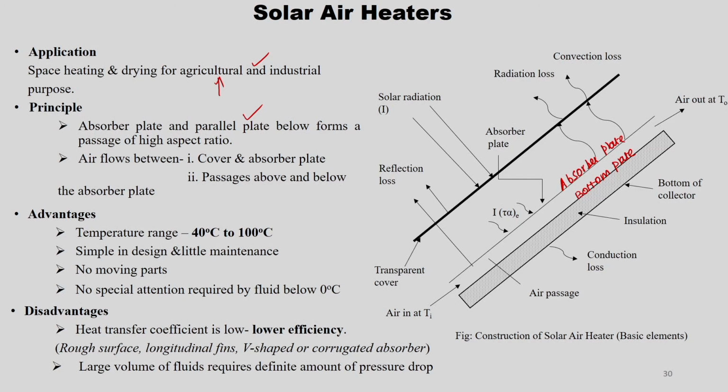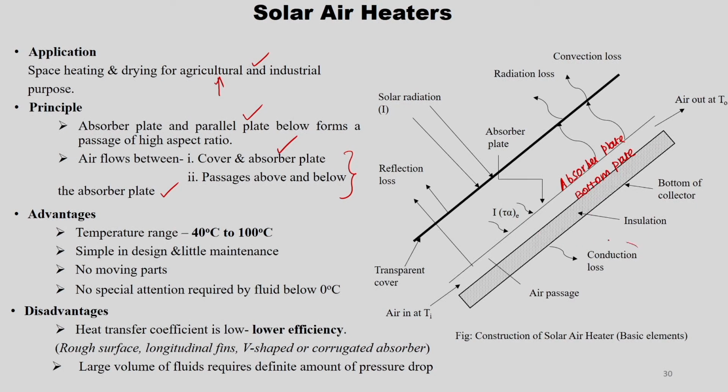The air flows between cover and absorber plate and in passages above and below the absorber plate. Based on this flow of air, there are many varieties, but in this particular figure we will discuss only this passage, and in successive slides we will see what are all the other categories of flow passages available in the solar air heater. Here if you see, this is the bottom of the collector where insulation is kept.